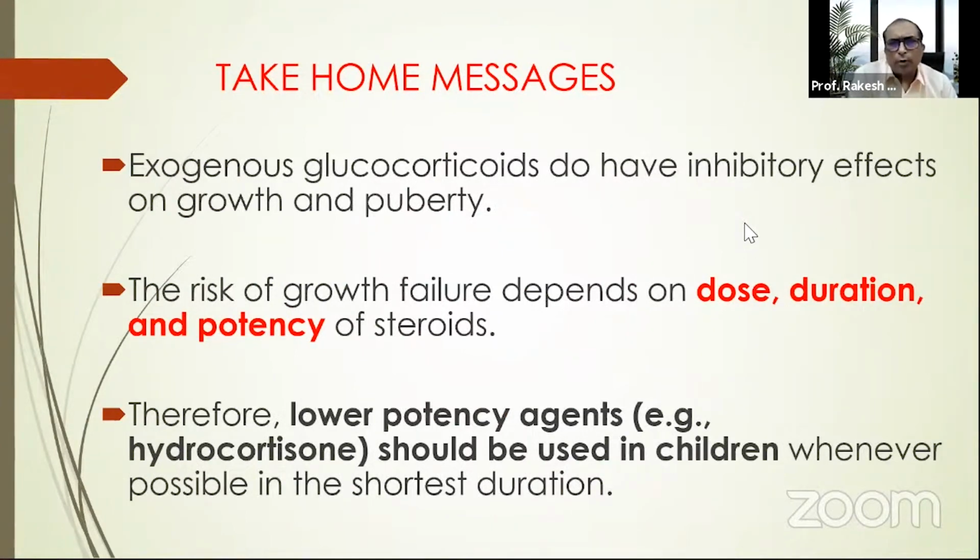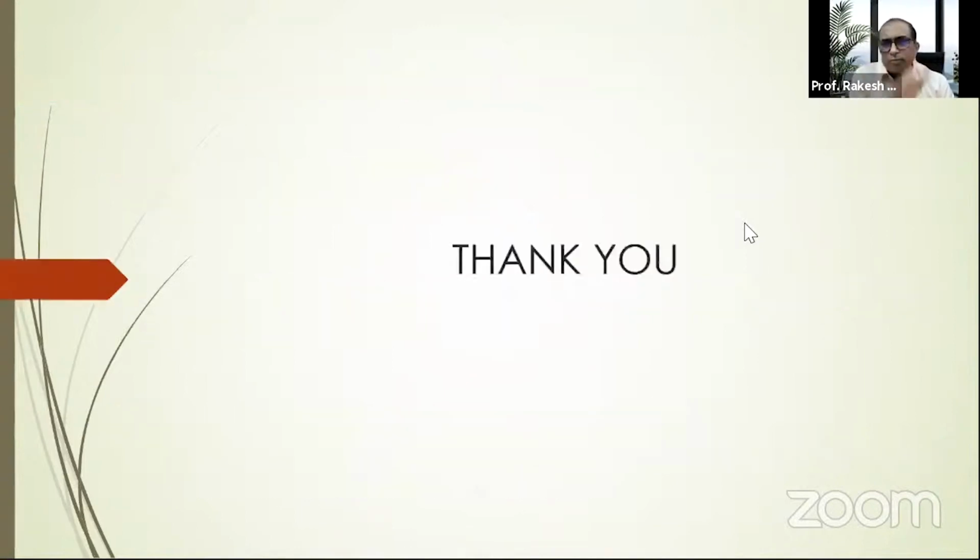So what I would like to end with are the following messages: exogenous glucocorticoids have an inhibitory effect on growth and puberty. The risk of growth failure depends on the dose, duration, and potency of steroids, and lower potency agents, particularly hydrocortisone, should be used in children wherever possible for the shortest period of time, so as to minimize the effects on growth and puberty. With that, I will conclude. Thank you.